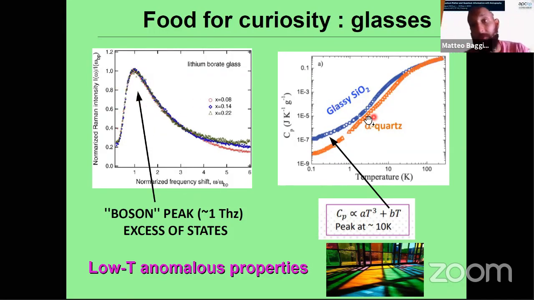Another very funny feature is that if you take a crystal, as we discussed yesterday, the specific heat grows like T cube, and then it saturates. On the contrary, if you compute the specific heat of glasses, here for example a silica glass, you will find that there is a contribution that is linear in T. And the question is where this comes from. These are two of the features that go under the name of low temperature anomalous properties of glasses, and are still much discussed.